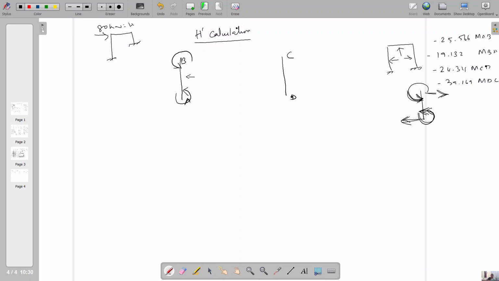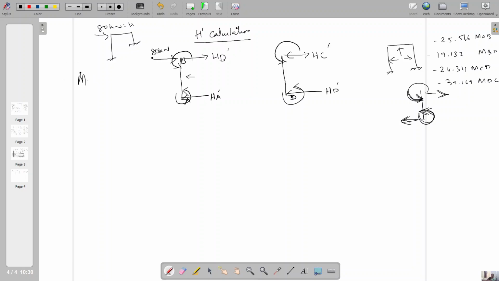So I am assuming this is HA and here it is HB. Similarly, these two moments are also anti-clockwise, so here we can assume HD and HC. Here the actual loading of 80 kilonewton is marked. So now to find HA dash, I am marking all with dashes because of sway analysis.